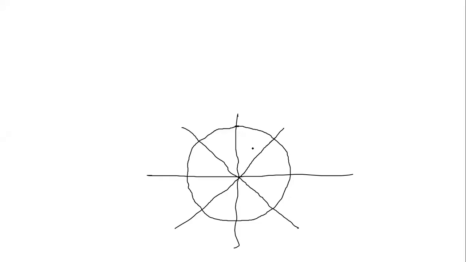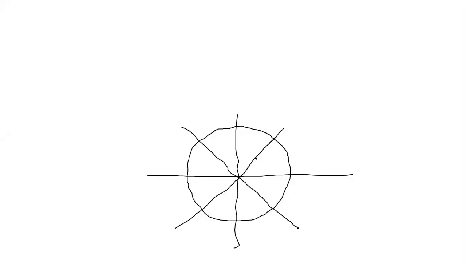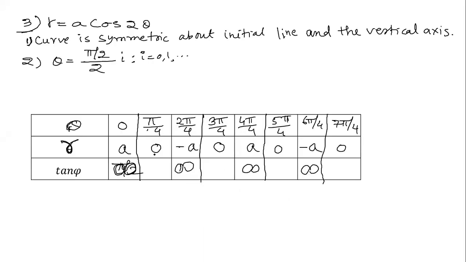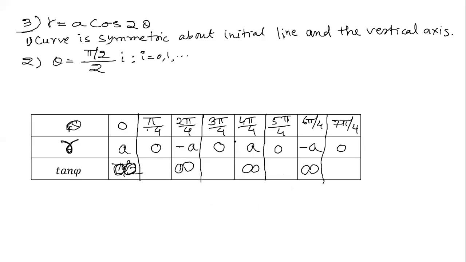as such. Once we have drawn, then theta equal to 0, r equal to a. This is theta equal to 0, and r is equal to a. This is the point a comma 0. After that, r equal to minus a corresponds to theta equal to pi by 2. Theta equal to pi by 2, and r is equal to minus a.